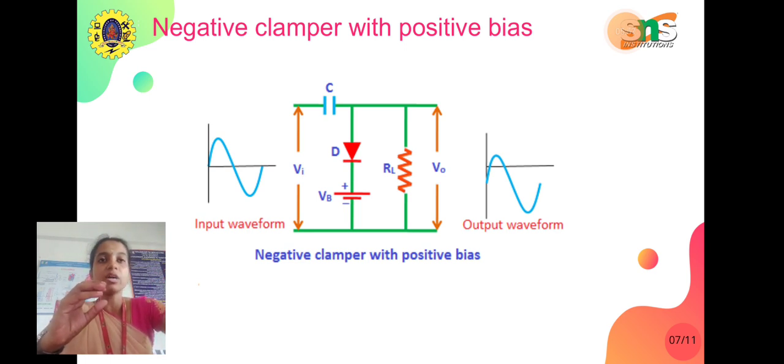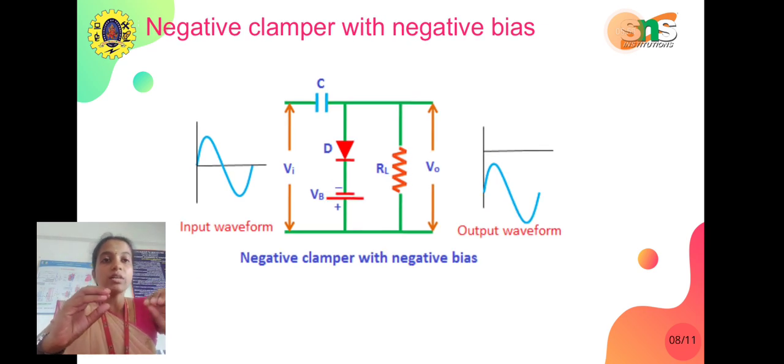Next we have a negative clamper with negative bias. Here we are going to shift the voltage completely into the negative position. Here the polarities will be changed. When the input voltage is lesser than the bias voltage, the circuit will act in a reverse bias condition and will have a negative bias voltage where the negative peak will be in the zero position.